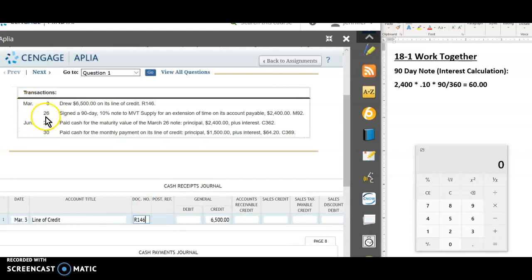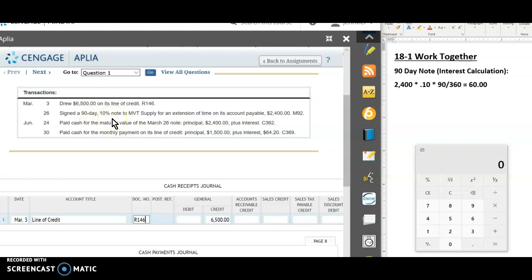Next up, on the 26th, we signed a 90-day 10% note to MVT Supply for an extension of time on our accounts payable, $2,400. So accounts payable means we owe somebody money, all right? And for whatever reason, we were not able to pay it back on time. So what's going to happen is they're going to basically loan us this money. Actually, they're not giving us any money though, but they're giving us a break, and they're going to let us pay it back in 90 days, but they're going to charge us a 10% interest rate.